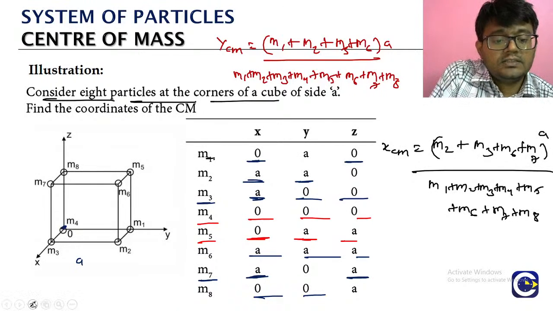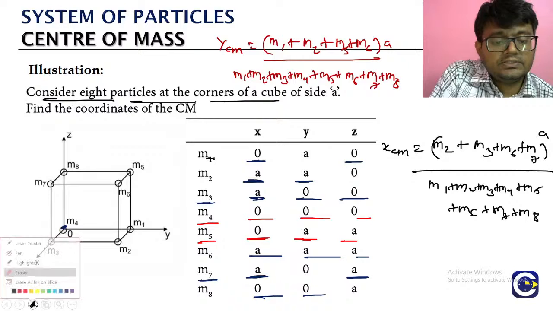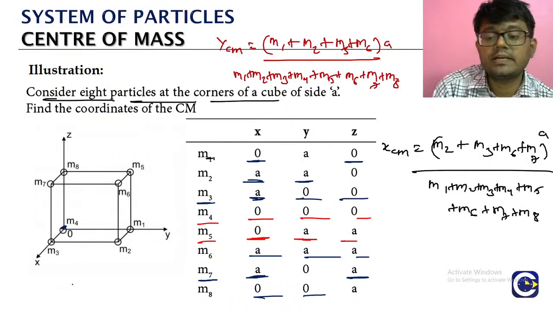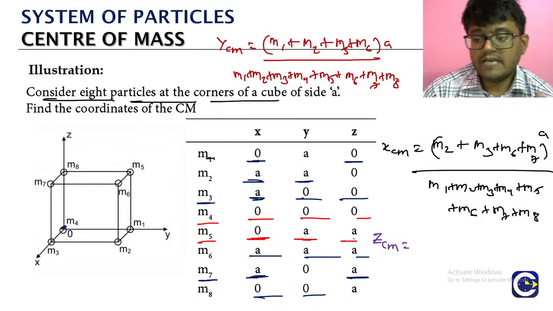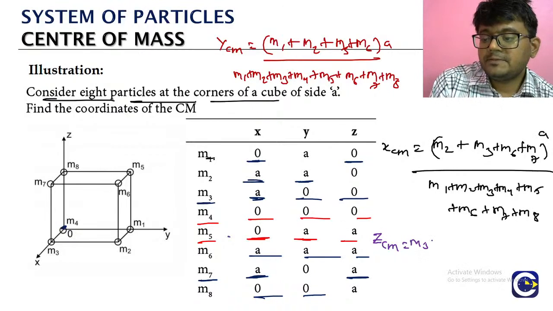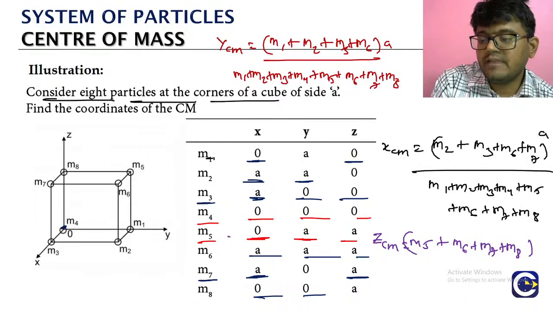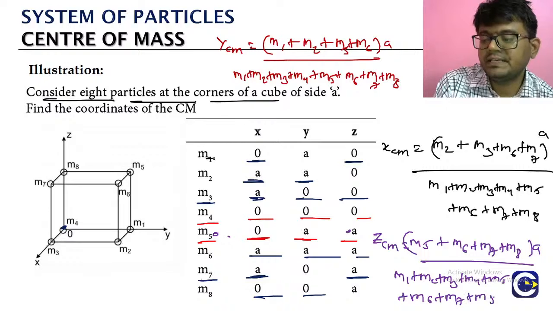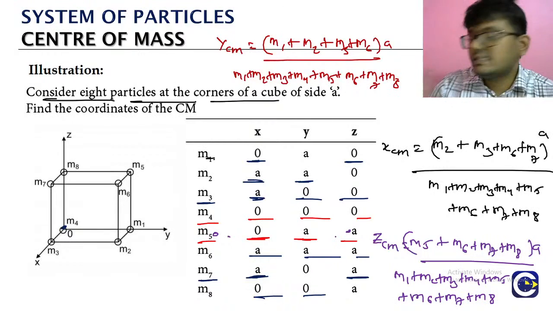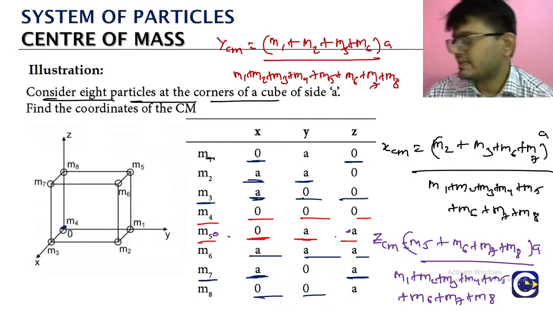The last is what? The z coordinate. So what will be z coordinate? Can we write it here? Where we will get M5 plus M6 plus M7 plus M8 into A will come, because only from here we will have non-zero values. Divide by what is it? M1 plus M2 plus M3 plus M4 plus M5 plus M6 plus M7 plus M8. So this is just to get ourselves a little bit more practice.